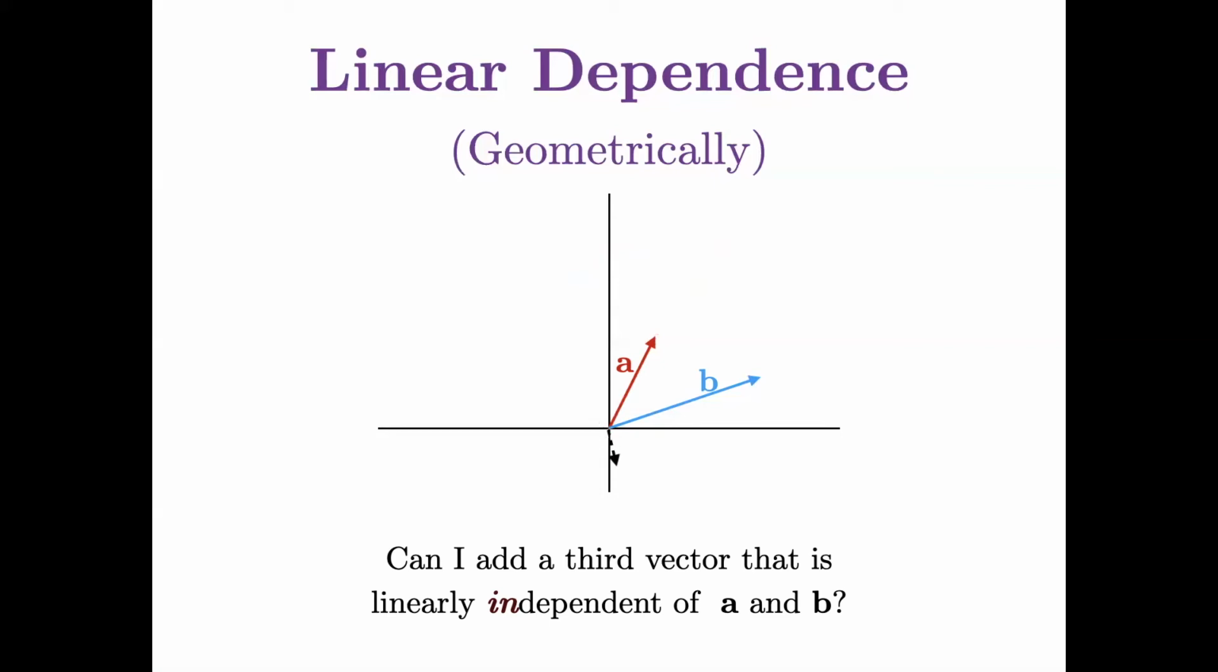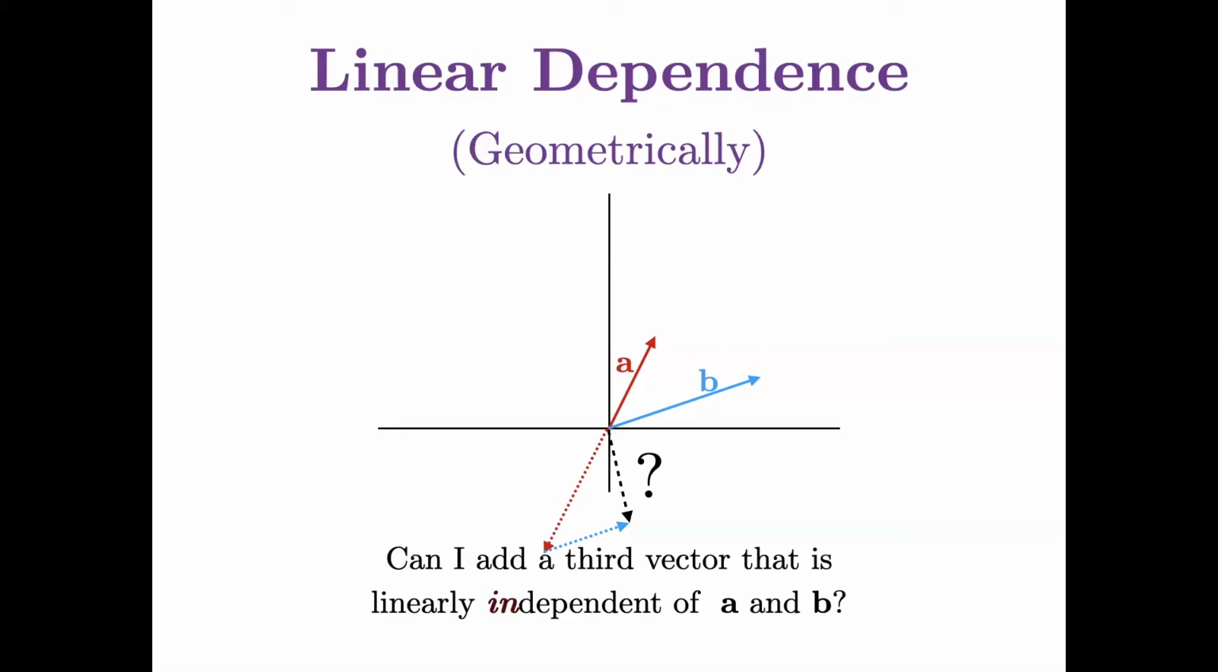Let's try this little arrow down here. Can I reach that vector? Only walking in those directions. Now you can pause it and think about it yourself for a little while. As I reveal the solution now, if I walk in a negative direction of A and a positive direction of B, I will get there. So it turns out that the answer to this question is no, I cannot add a third vector that's linearly independent of A and B.